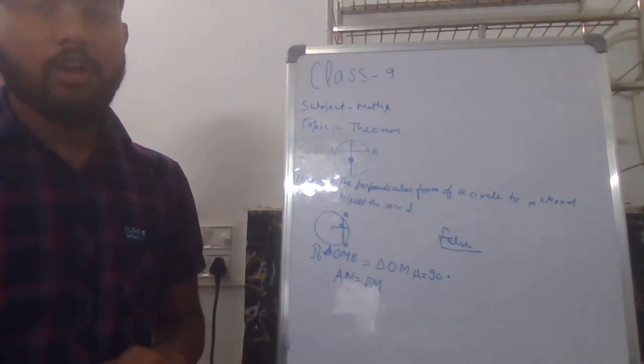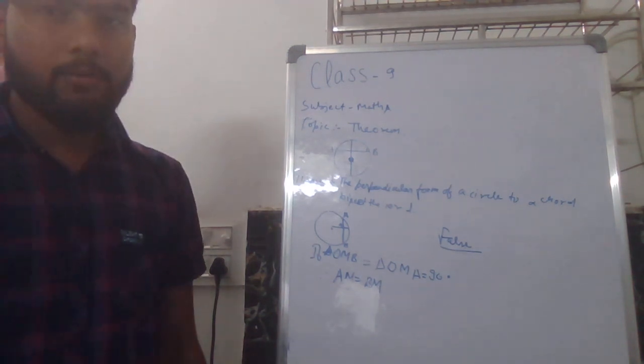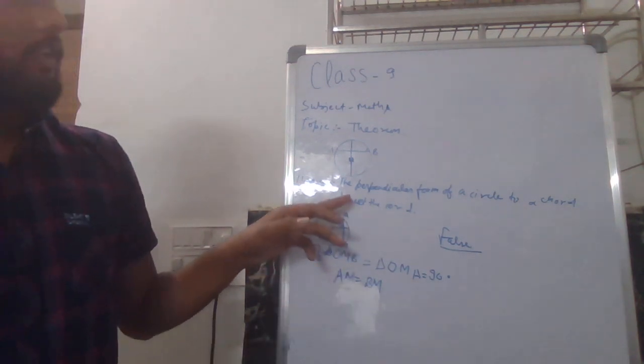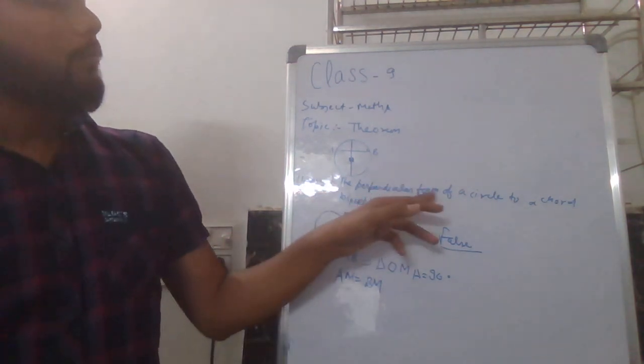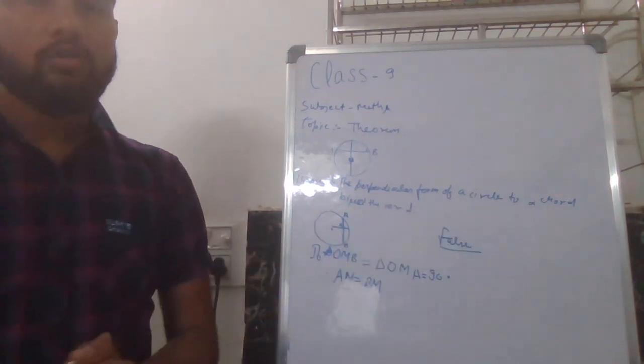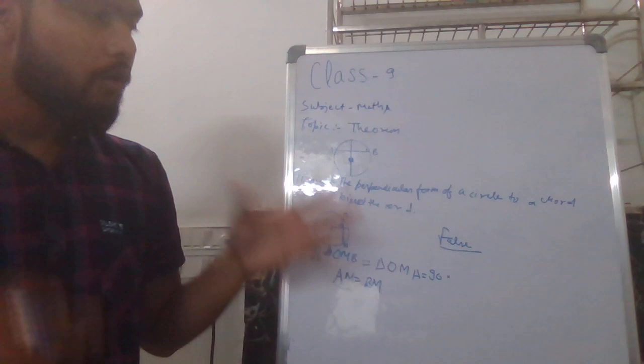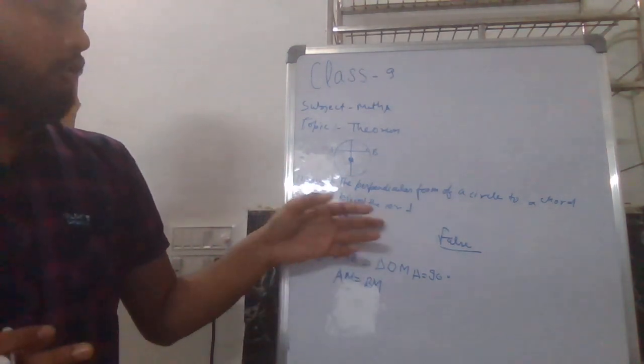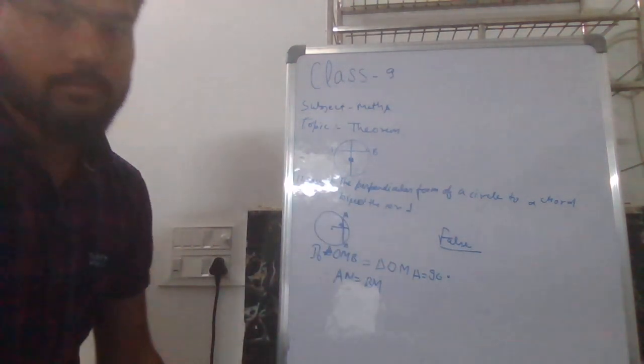Now again you have to read this theorem written here: the perpendicular from the center of a circle to a chord bisects the chord. Now we will come to prove this theorem. For that I will go to the whiteboard first.